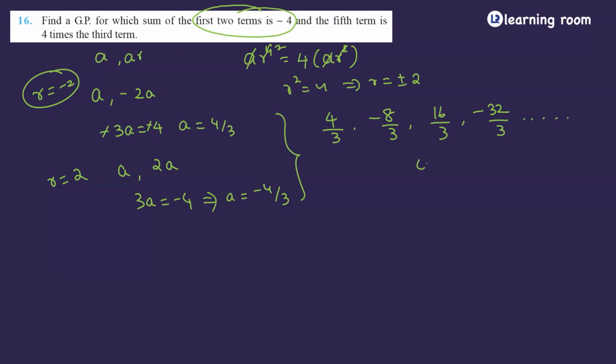Or what will be the other sequence? The other sequence will be -4 by 3, just the opposite of this. -4 by 3, 8 by 3, minus 16 by 3, 32 by 3, so on. Right. What is the answer given? Everything is minus. Everything they gave as minus.